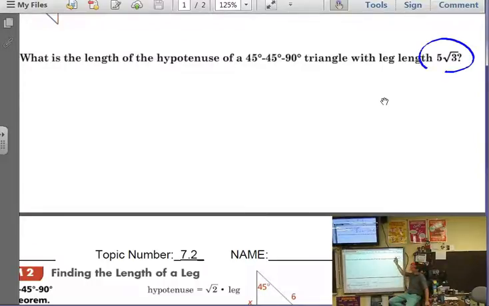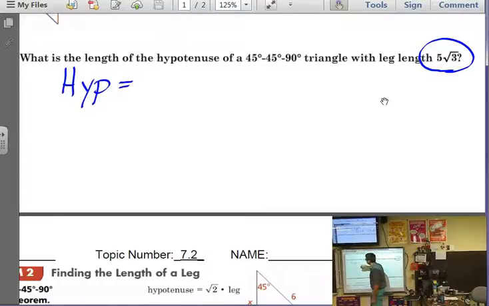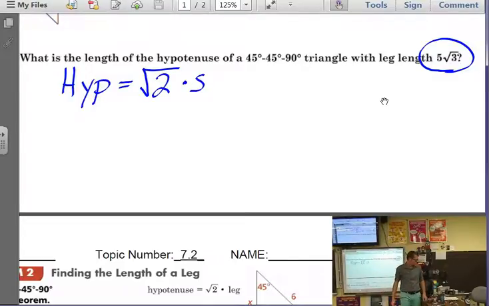Try this on your own. Now it's 5 radical 3. So now it doesn't have a radical 2, it has a radical 3. How is that going to change this? Try this on your own.